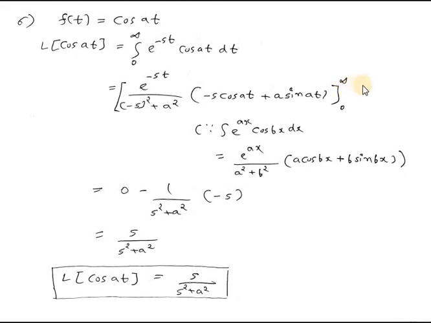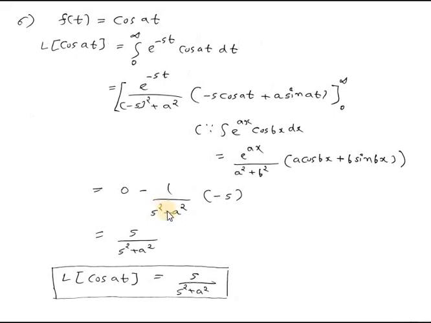So first of all we will replace t by infinite. So here we will get e raised to minus infinite. So e raised to minus infinite is 0. So the answer of the upper limit will be 0. Then minus the lower limit. So for the lower limit we will replace t by 0. So here we will get e raised to 0. So e raised to 0 is 1.